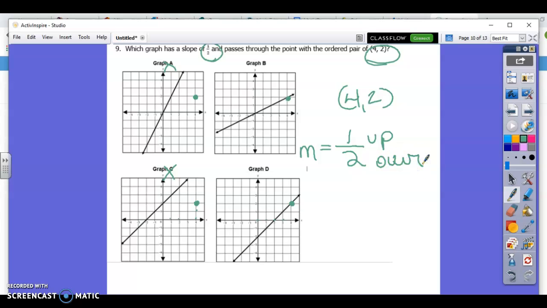and over 2. So what I like to do is I like to go from the y-intercept and just count up. So I need to go up 1 and over 2. And there's no line there. So let's check this one. Here's my y-intercept. Up 1 and over 2, and it's directly on the line. If we did it again, up 1 and over 2, and it's still on the line. So the correct answer is graph B.